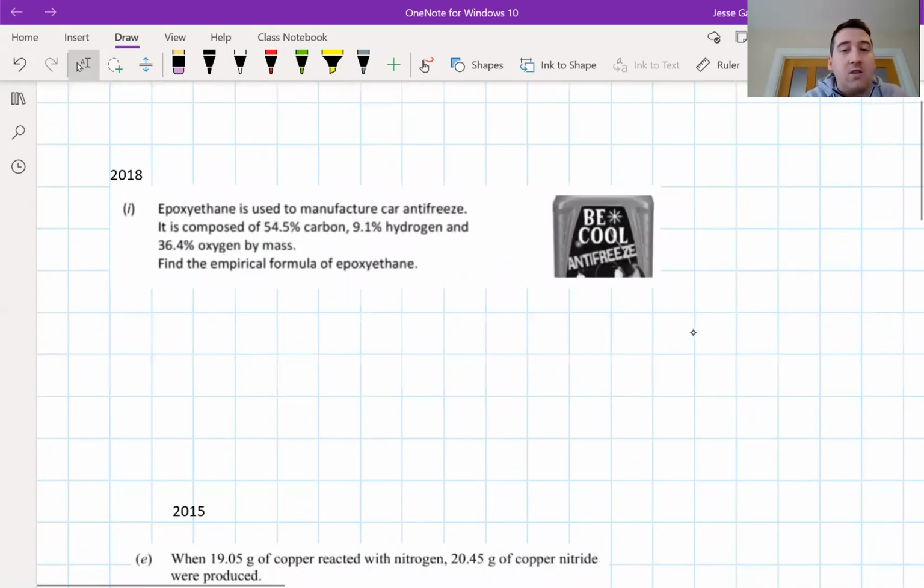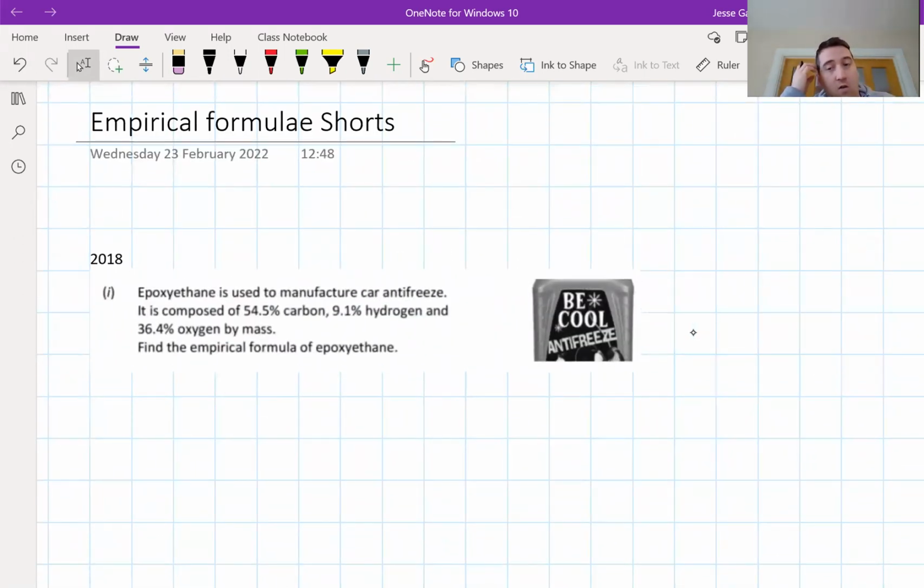So we've done this in class. Hopefully you'll be able to do a lot of this on your own. We're just going to have a look at this one here. First of all, is from 2018. It says epoxy ethane is used to manufacture car antifreeze. That's just a blurb, doesn't really matter. It says it's composed of, and we're given percentages here. So we're given the percentages to help us try and find from the percentages the empirical formula. So it says, find the empirical formula of epoxy ethane.